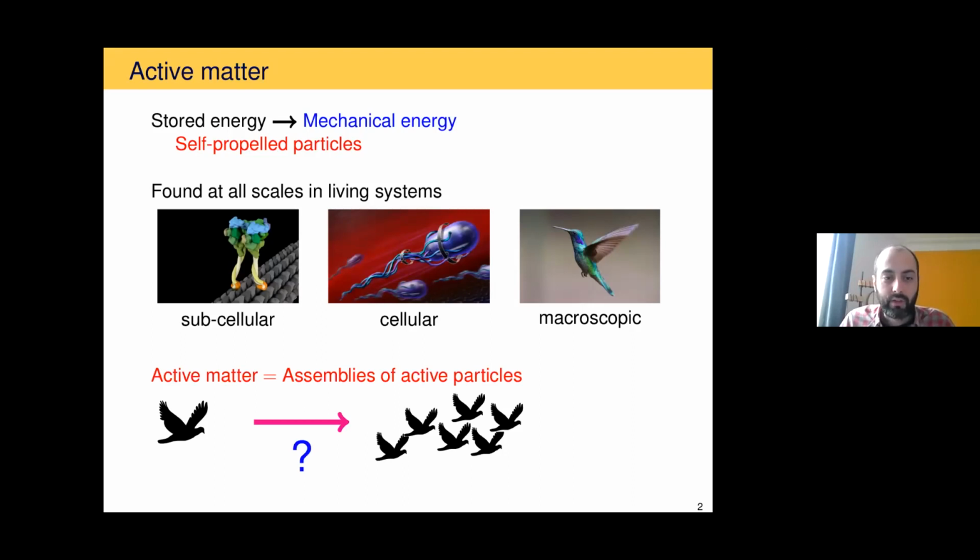So active matter is made of many of these active particles. And I'm interested in statistical mechanics questions. So given what you know of the behavior of one particle, say of one bird, what can you say of the collective behavior of the flock of birds?